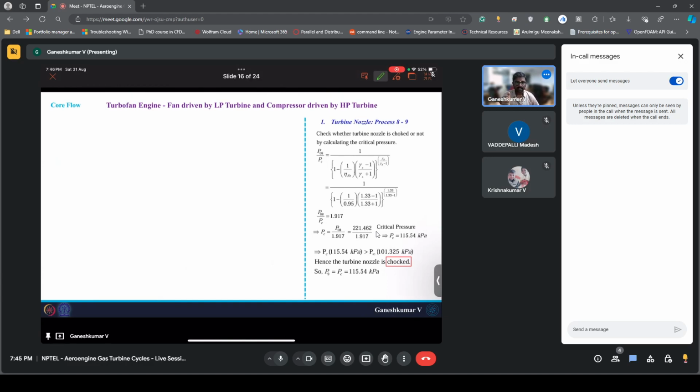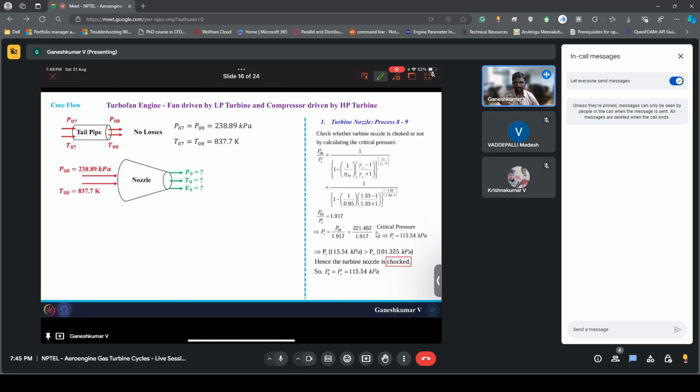The final component that we have in the low pressure core stream is the nozzle, and before that you have the tailpipe, but there are no losses, so the pressures and temperatures will be the same. Then you have the nozzle, and the nozzle inlet is 238.89 kilopascal and temperature is 837.7 Kelvin, which is a bit different than the turbine nozzle that we saw in configuration 1.